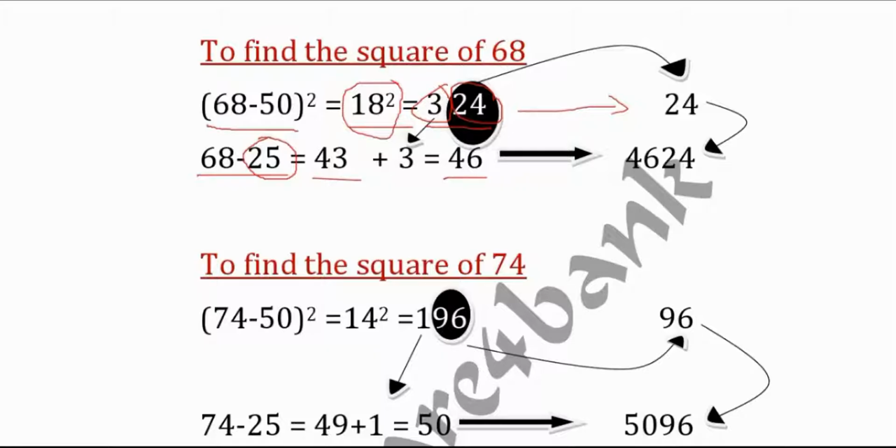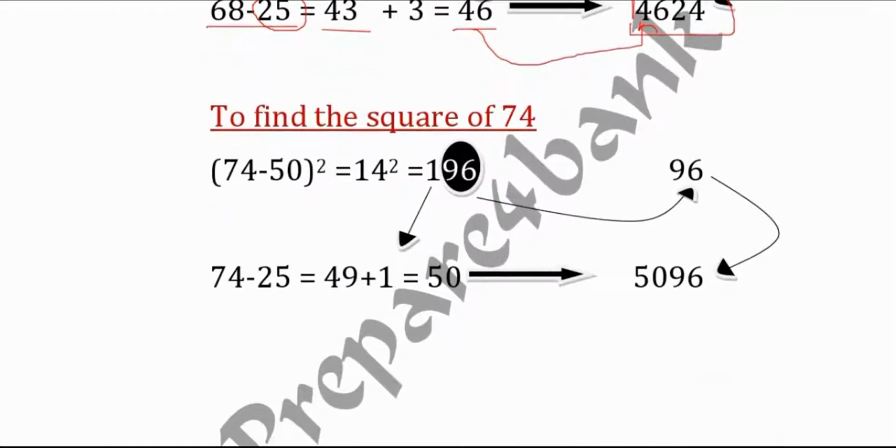Just place this number repeatedly, 46 and there is 24. So 46 and 24, this is the square number, 46, 24. This is the square of 68. Take another example, 74. If we are to find the square of 74, what should we do?